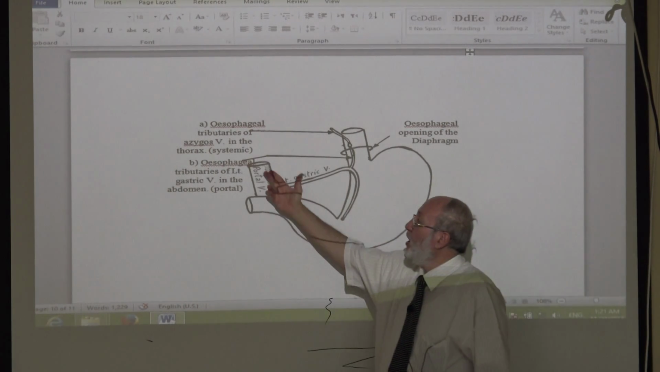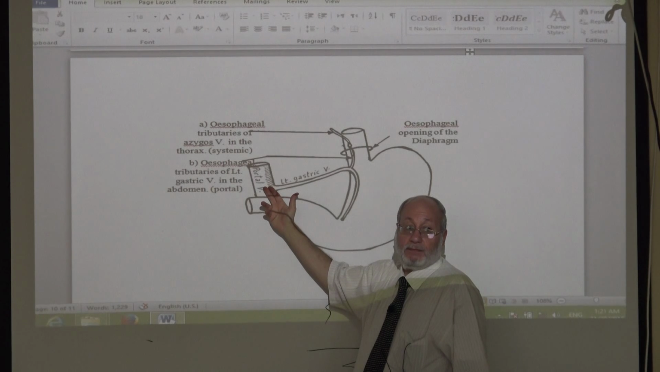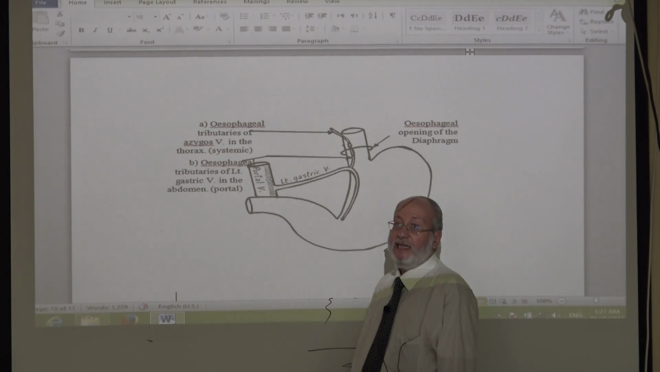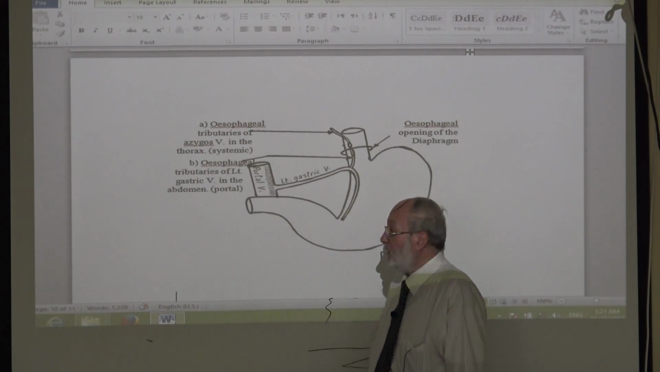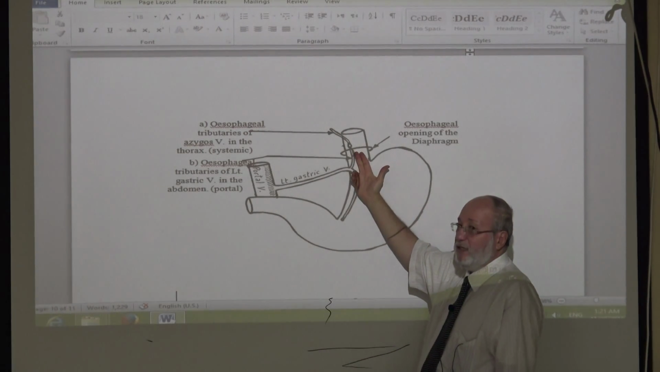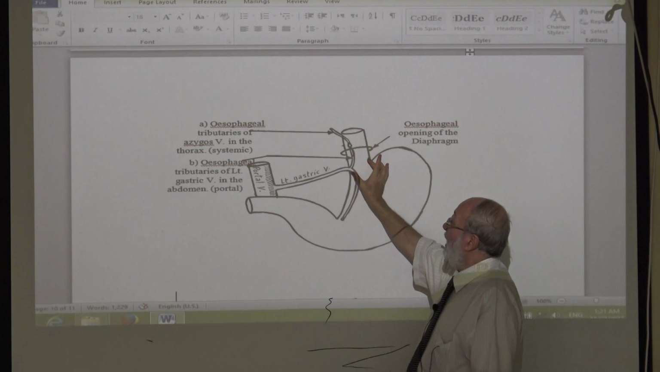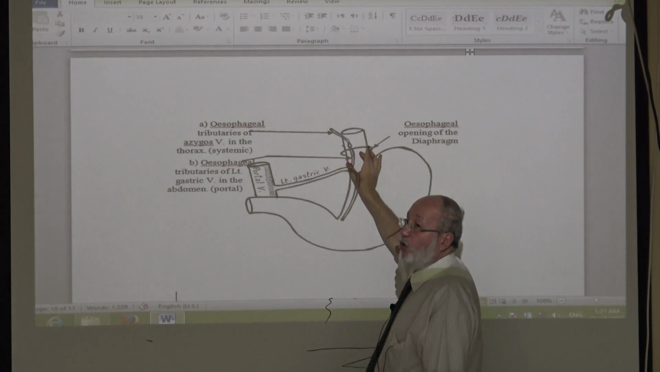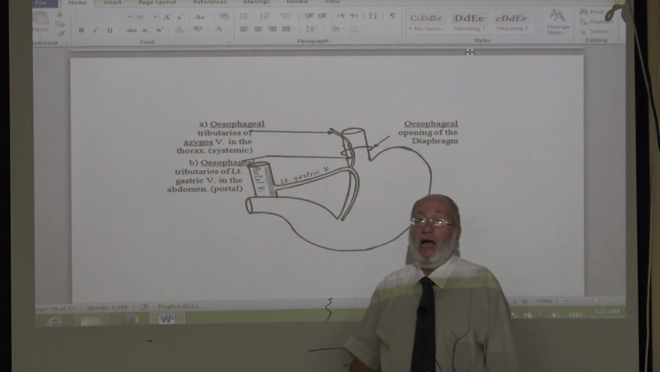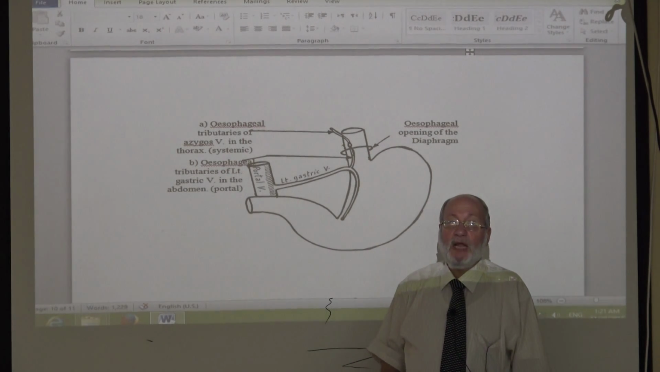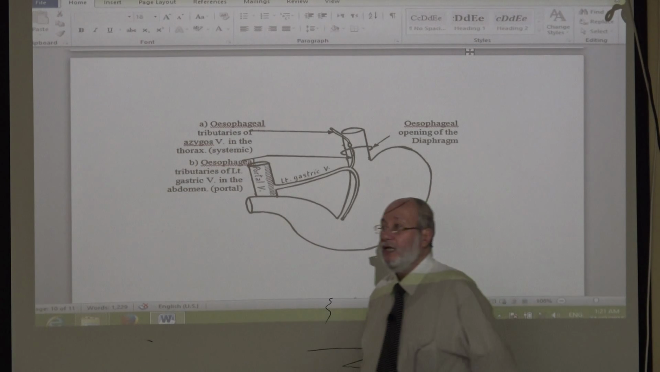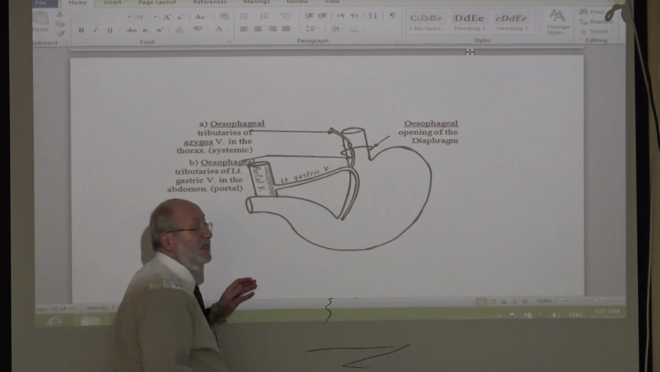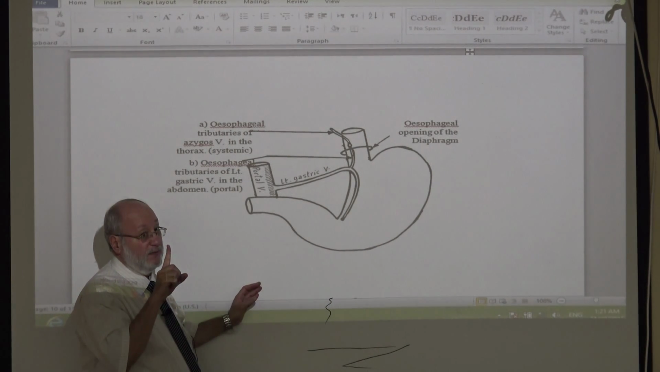If portal hypertension occurs, portal systemic anastomosis will open in the following sites. The most famous site is the opening of portal systemic anastomosis in the lower part of the esophagus, where the blood will rush as follows. There is reversal of blood flow.